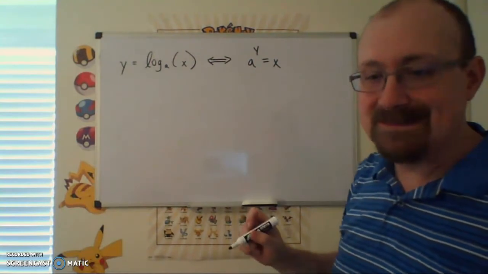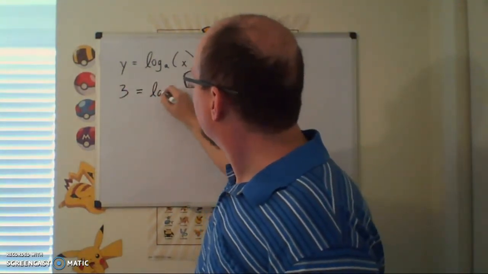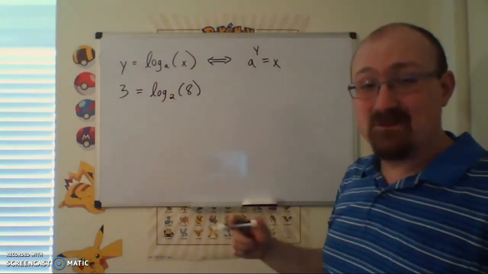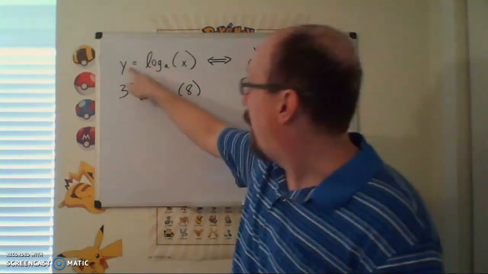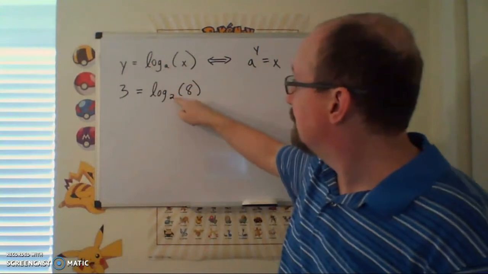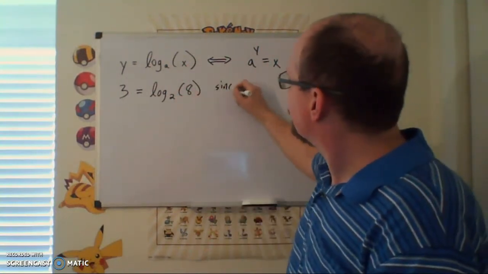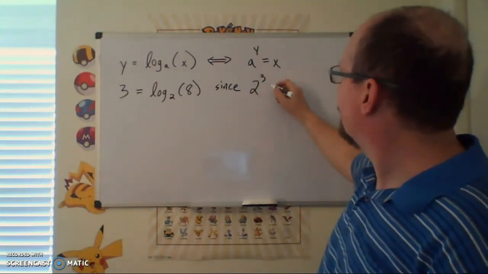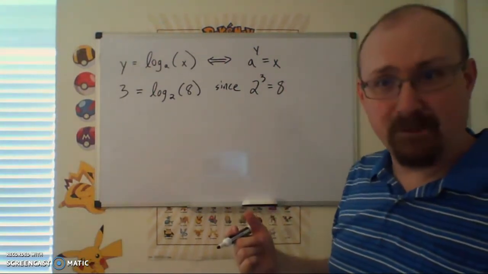Let's take a look at a couple of examples of this in action. So we have 3 equals the log base 2 of 8. And I like writing it this way so we can just line up exactly where the various parameters are. So we have y is 3, a is 2, x is 8. So we have a, 2, to the y, 3, equals x, 8. 2 cubed is 8. You feel free to check that.